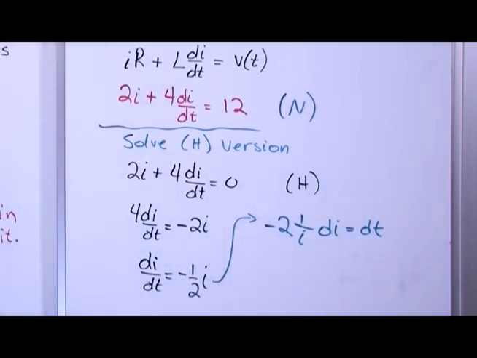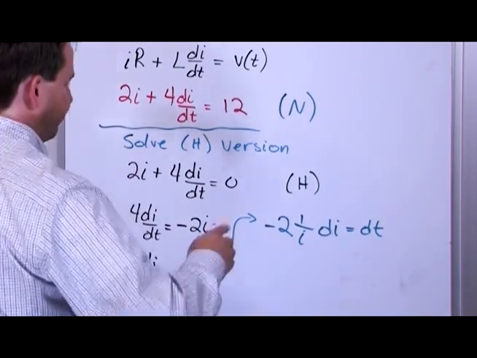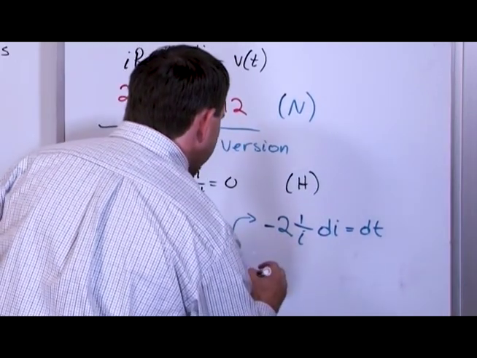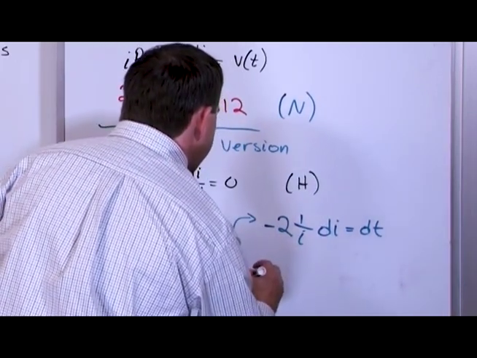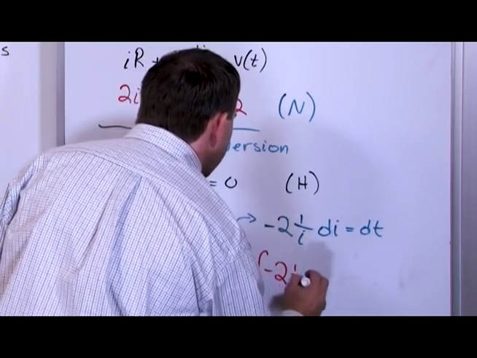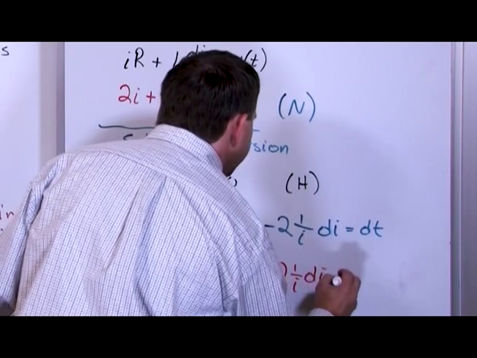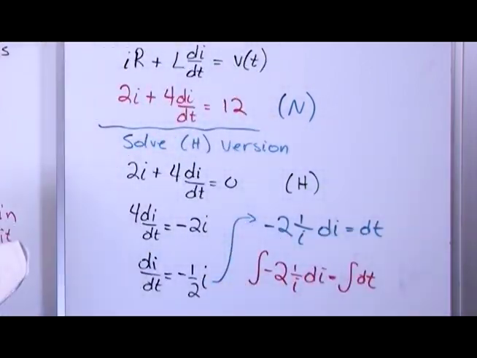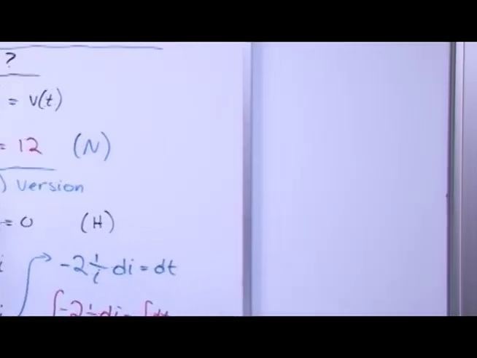The reason we do that is so that we can integrate. And what I'm actually going to do next is write this like this. So we'll have the integral of negative 2 times 1 over I di is equal to the integral of dt. Make sure you understand that. So we're just integrating both sides. We're just doing separation of variables. Okay, so let's go ahead and continue over here.